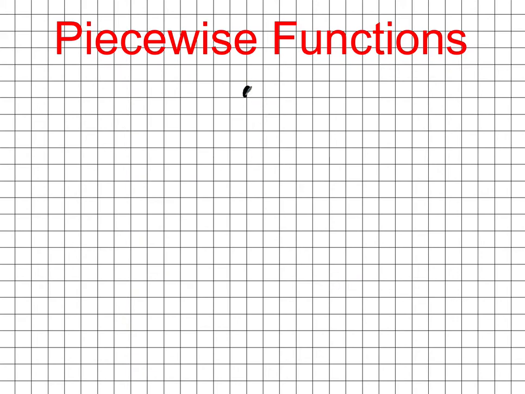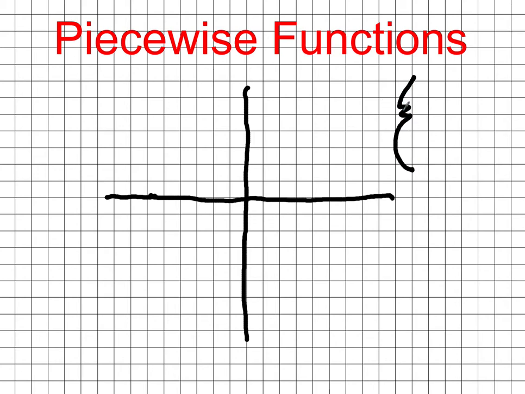Okay, let's say this is my y-axis, and this is my x-axis. A piecewise function is saying you have two separate graphs. So I'll do an example. A piecewise function a lot of times uses a curly bracket to show that this is the same thing. I want you to graph them both.